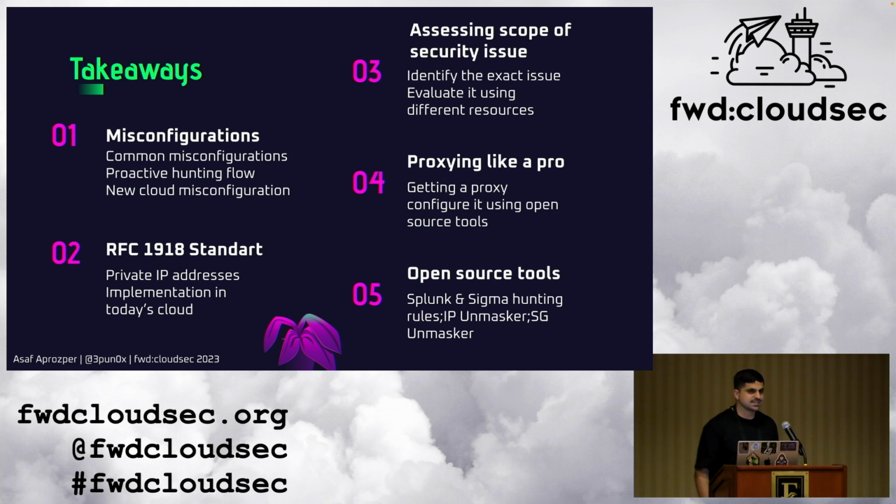Finally, we'll share some Splunk and Sigma rules for hunting that new risk, and we'll introduce 2 new tools called IP Unmasker for the red teamer and Security Group Unmasker for the blue teamer. Let's get started.